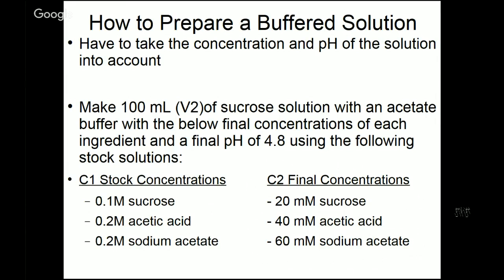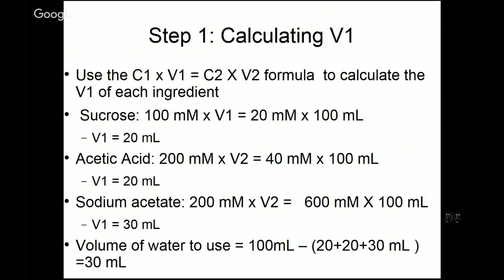Now, you've done these calculations before, so they're pretty simple. This just shows mathematically what's going on. So for sucrose, you're going to fill in your stock concentration for C1. You don't know your V1. You're going to set that equal to the final concentration you want to make times the amount you want to make, and then you solve for V1. In this case, it tells you you want to use 20 mils of that stock.